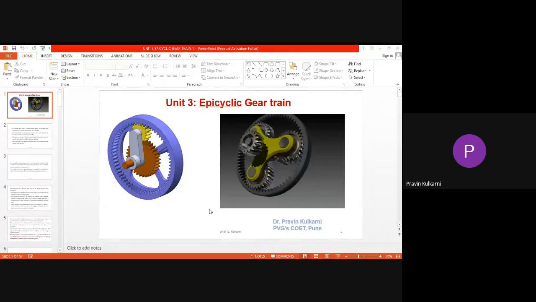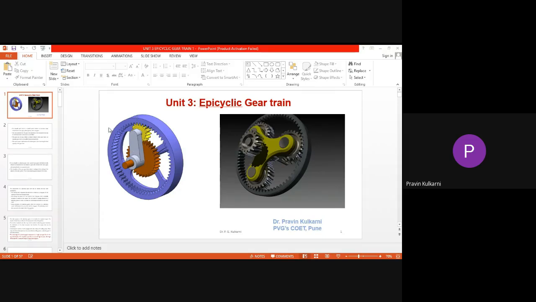Epicyclic gear train. Let me share my screen. So this is the next unit, epicyclic gear train. Now, epicyclic gear trains are actually compact in construction. We have sun gear, planet gear, ring gear, and the arm.